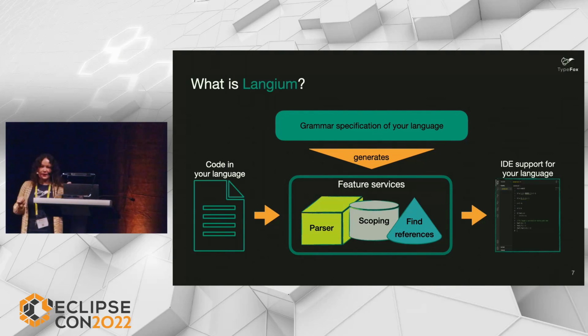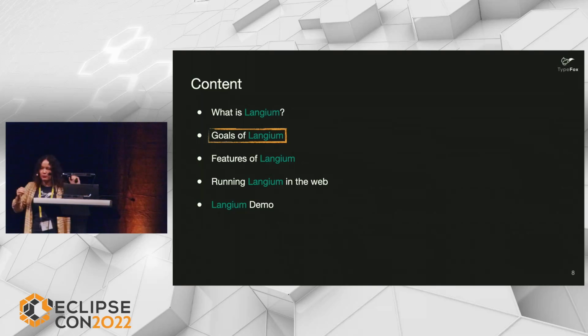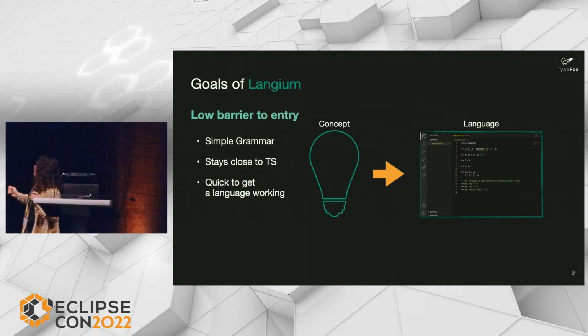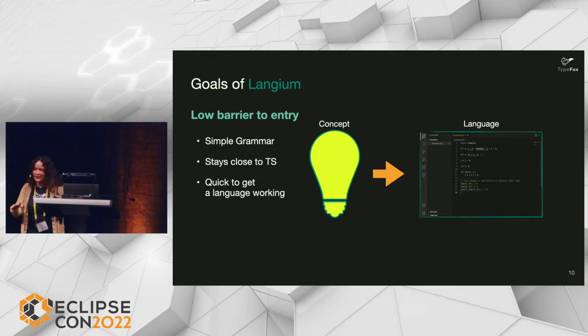So now the question, what are the goals of Langium and why does it exist? One of the main goals of Langium is to be simple, so that you have a low barrier to entry. You just have a concept, and then you almost immediately already have a language. Everything you need to do to have at least something is just implement your grammar. And grammar is also pretty simple.